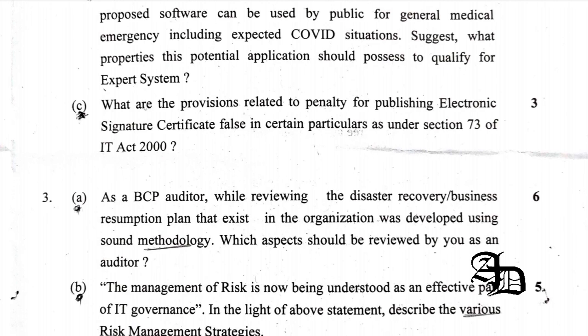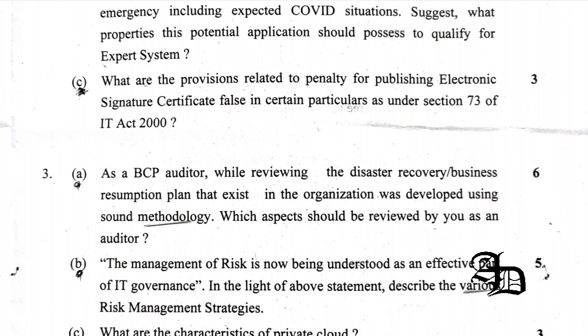Third A was related to what aspects should be reviewed by you as an auditor. To determine if a disaster recovery or business resumption plan exists and was developed using sound methodology, the elements should include identification of the activities which are prioritized, a plan based on business impact analysis, and that the operation managers and key employees participated in the development of the plan. All these things can be written down here. The plan should also be realistic in its assumptions.